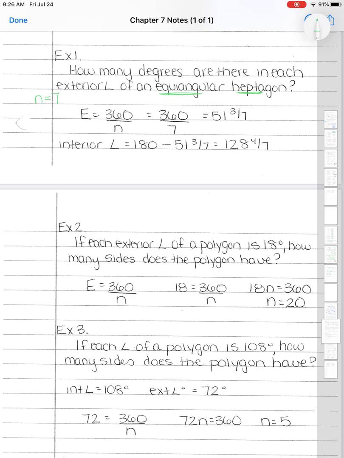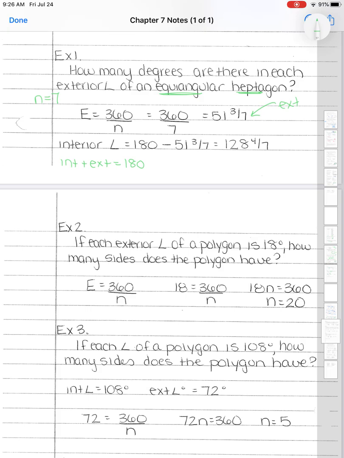All right, so let's see here. It says how many degrees are there in each exterior angle of an equiangular, that's the key word, heptagon. Well, a heptagon has 7 sides. So we're going to do 360 divided by 7. Keep it as a fraction. Don't make it a decimal and round because then you're shortchanging the angle's value. So we get 51 3/7. If I were to ask you for exterior angle, that would be the answer.